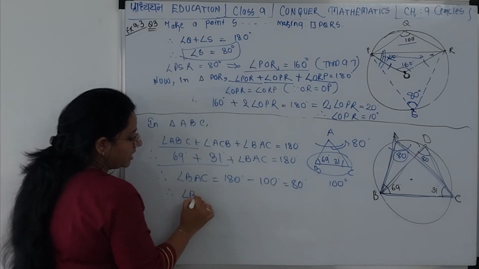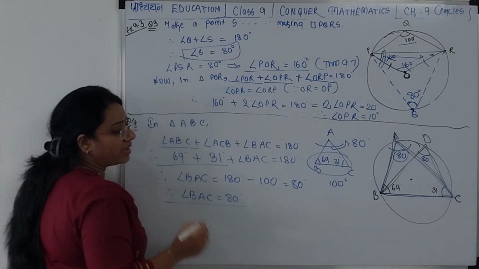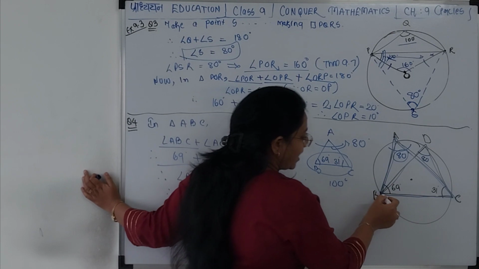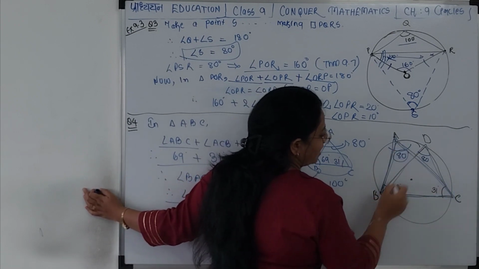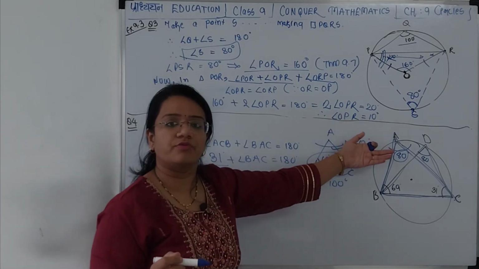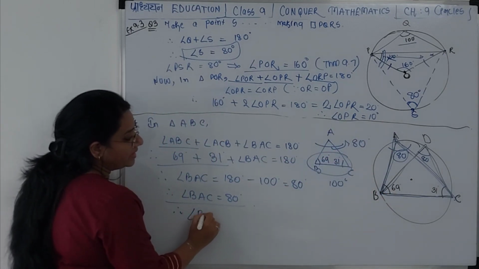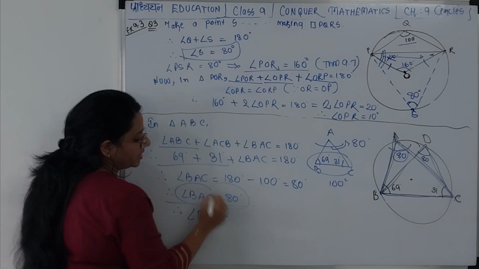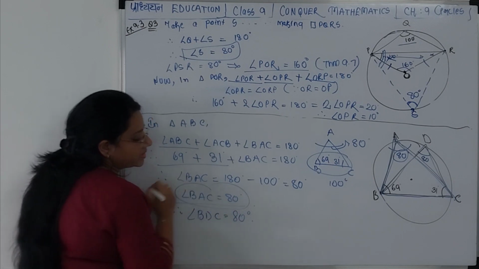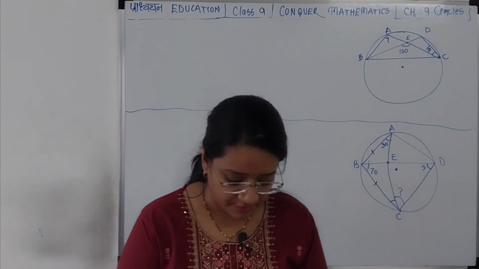We have angle BAC as 80 degrees, and then you have to write a statement that angle BAC and angle BDC are two angles formed on the same segment of the circle. Therefore, we have angle BDC also equal to angle BAC, which is 80 degrees. Is that clear? Let's now understand question number 5.